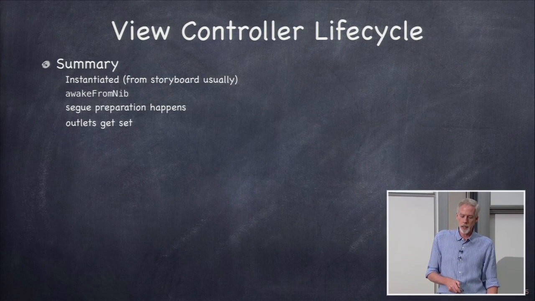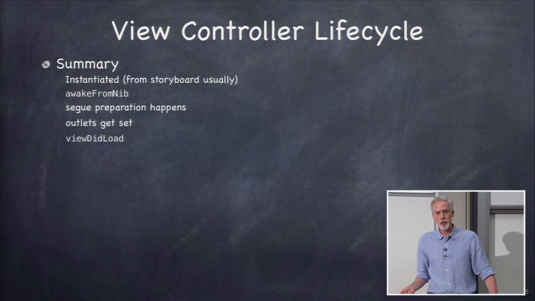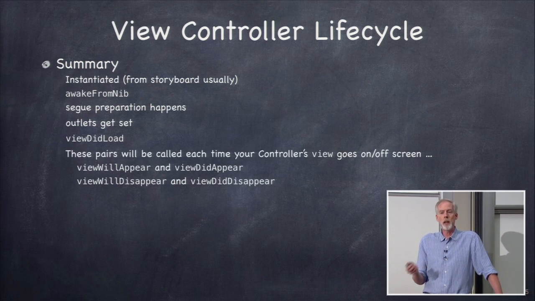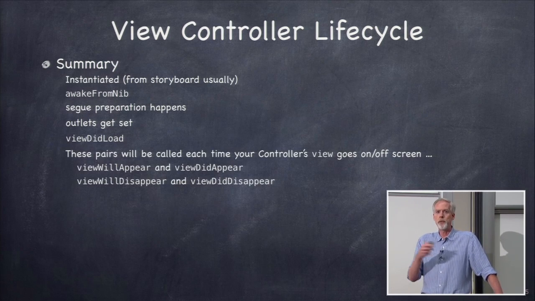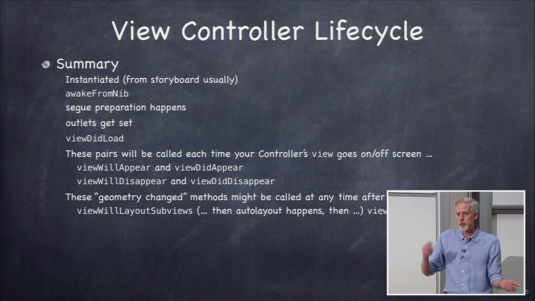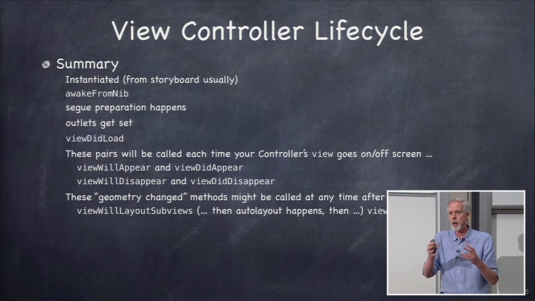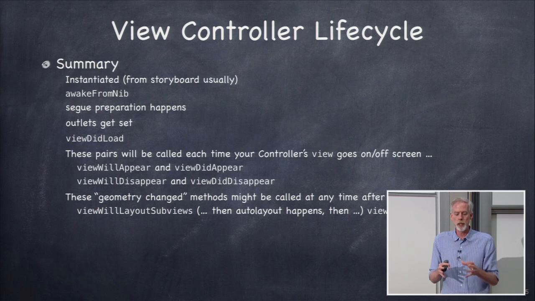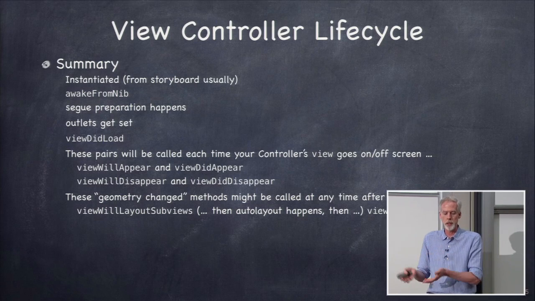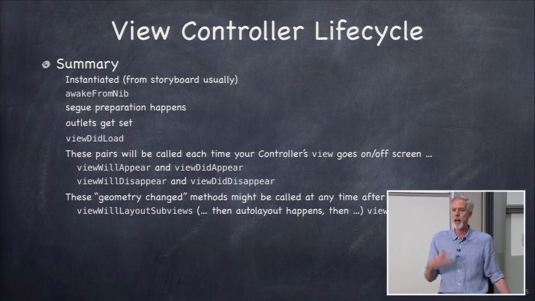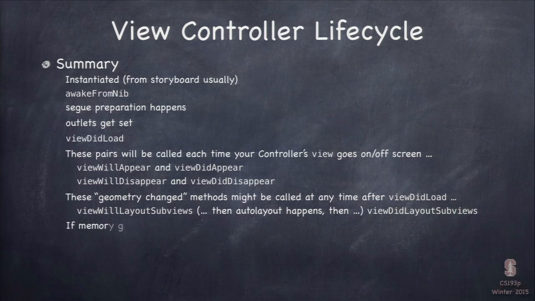Your outlets are going to get set by the system. View did load is going to get called. View will appear and disappear is going to happen as your view controller goes on and off screen. And as your view controller's geometry changes or the subviews change in a way that needs to be relayed out, you're going to get will layout subviews, then auto layout, then did layout subviews. So that could happen many times. And if you get low in memory, you can have this memory warning.